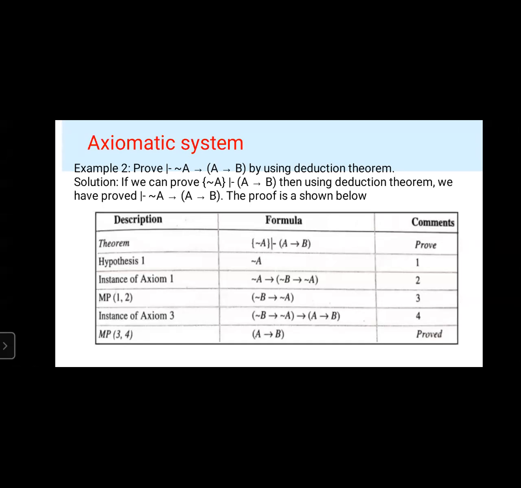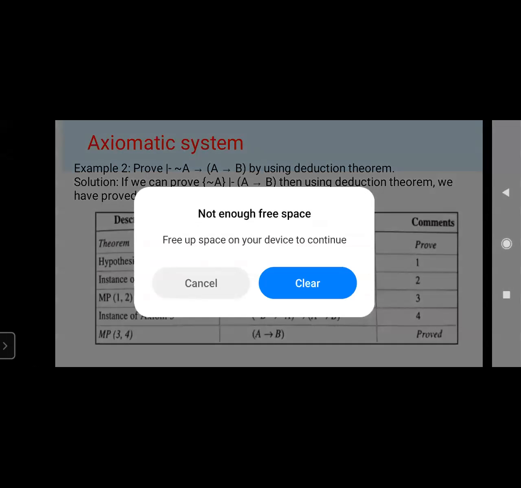Next, hypothesis 1 is negation A. Next, an instance of axiom 1 is negation A tends to negation B tends to negation A. That is the first, and that is the second one. Next, apply modus ponens on 1 and 2. Then I will get negation B implies negation A. Next, an instance of axiom 3: negation B implies negation A implies A tends to B. Now apply modus ponens on 3 and 4. Then I'm going to get A tends to B.